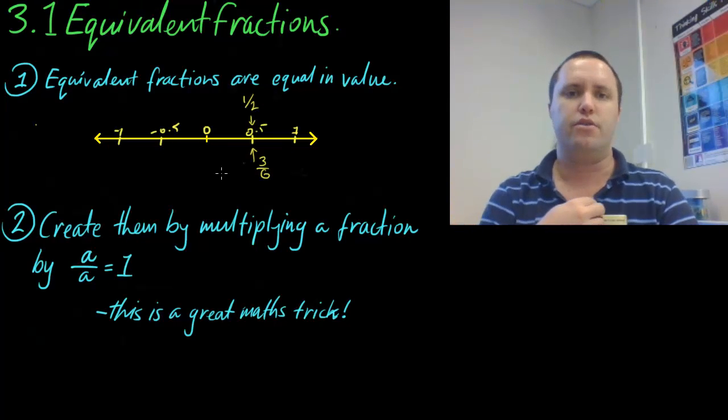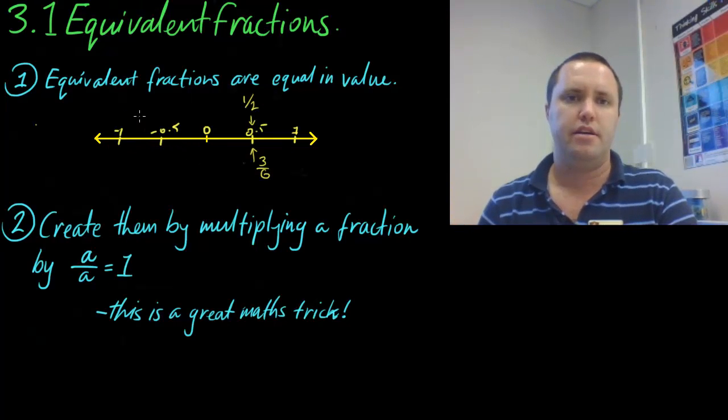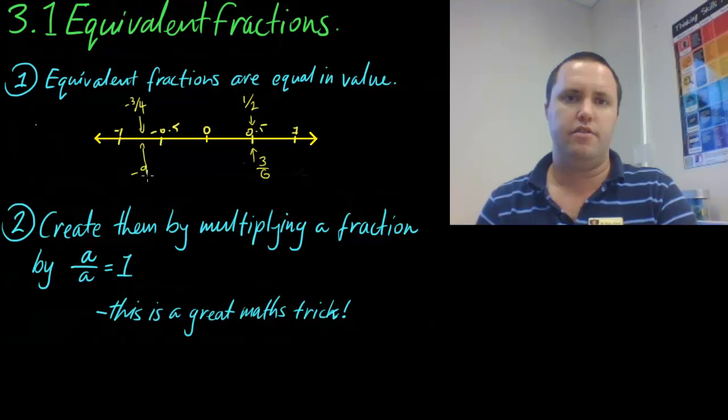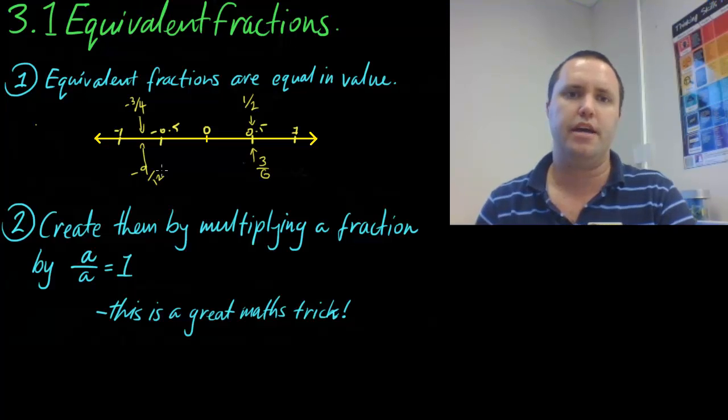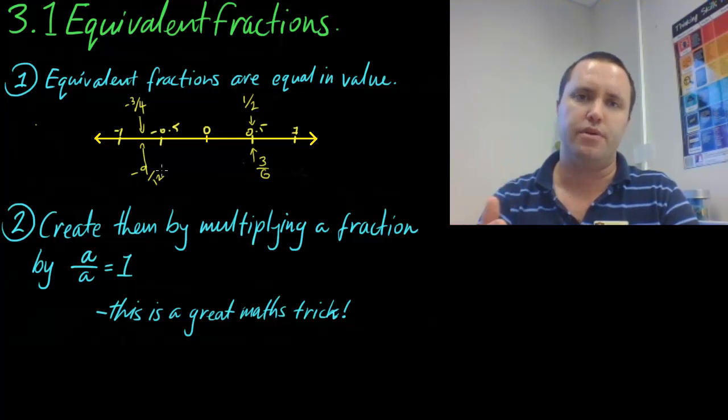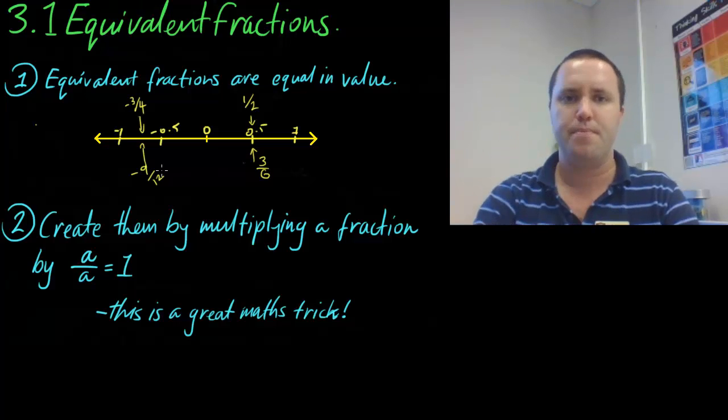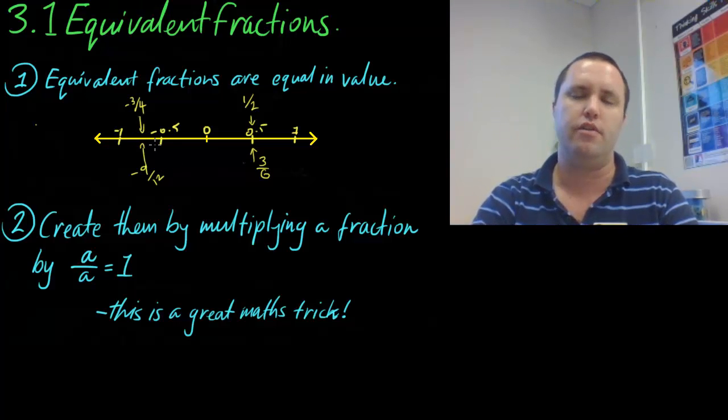Okay, you could also have -3/4 and -9/12. Okay, they would be considered equivalent fractions, because they lie on the same place on the number line.